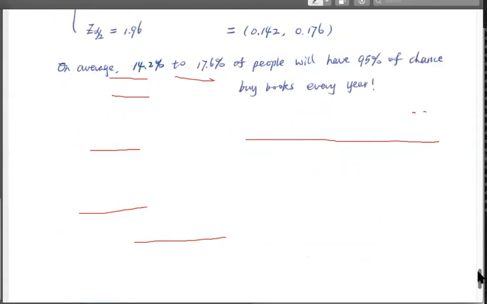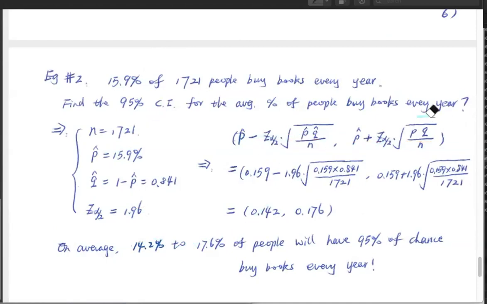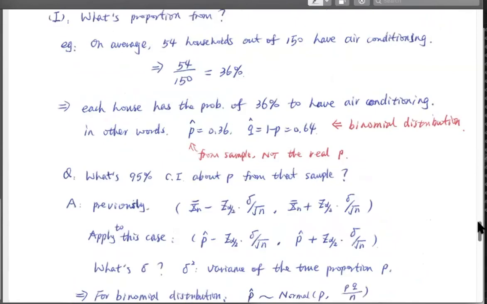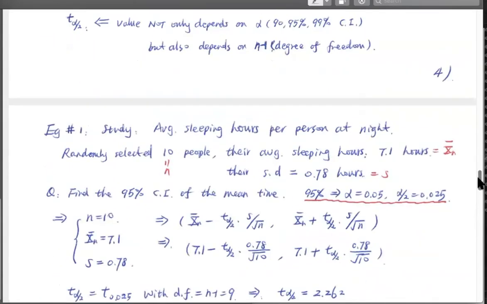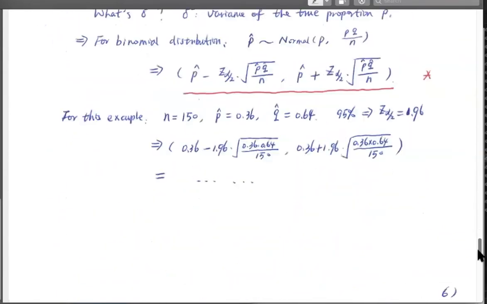If you are given two numbers in terms of proportion, in terms of percentage, the ones that we mentioned here, then we can use this Z formula, using P hat, Q hat. Any questions, everybody? Let me see. I think that covers our chapter 7.